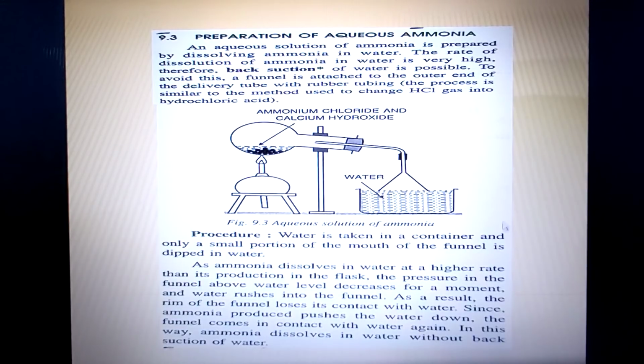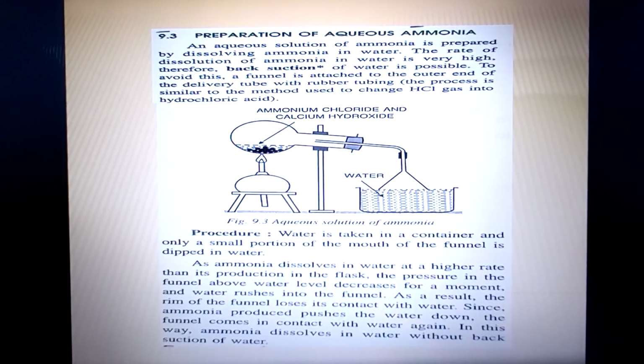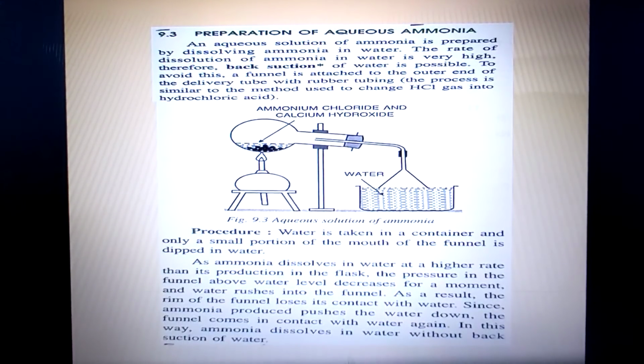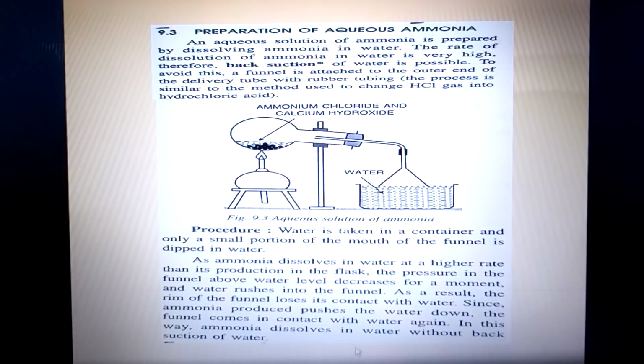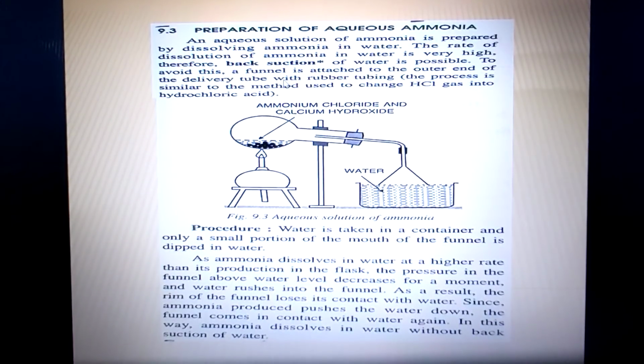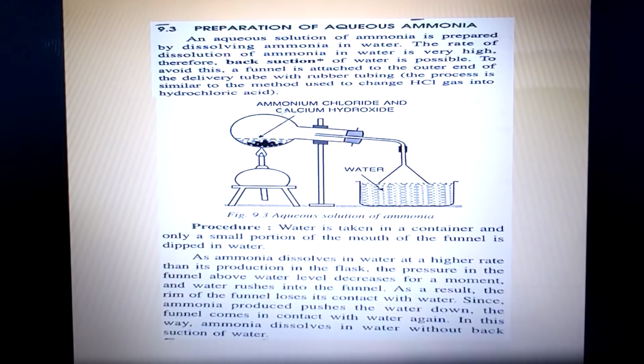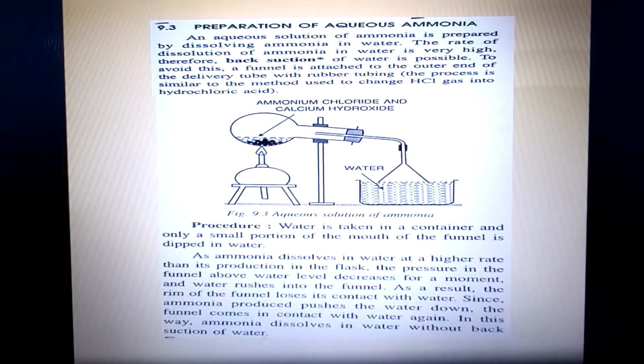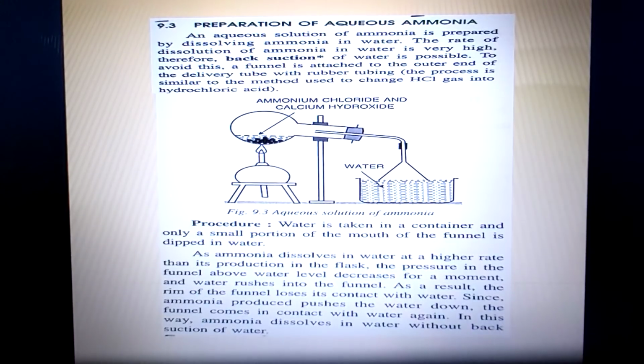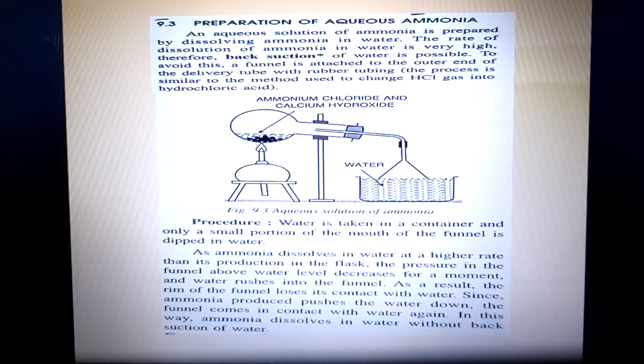Now, since ammonia is also highly soluble in water, it's not easy to dissolve ammonia in water through a narrow delivery tube. The reason is the same, because it will cause back suction. So, we don't want back suction to take place. For that reason, we are using funnel arrangement.